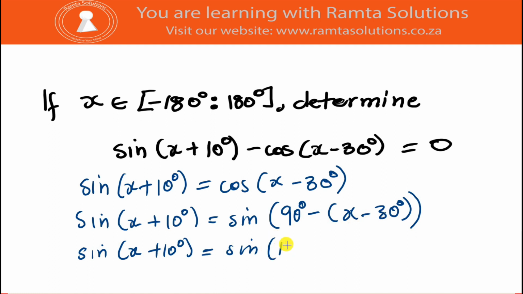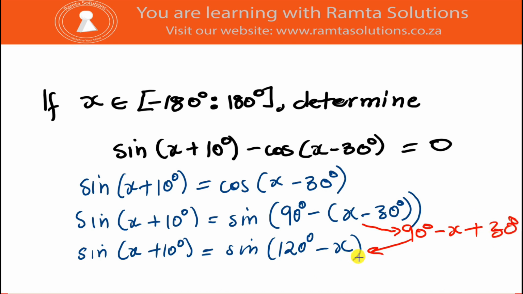So this would be 120 degrees minus x. In case I confuse someone, this is 90 degrees minus x, and negative times negative is positive, so it is plus 30. Now proceeding, you can see we have sine(x + 10 degrees) equals sine(120 degrees minus x). So we say our reference angle is 120 minus x.